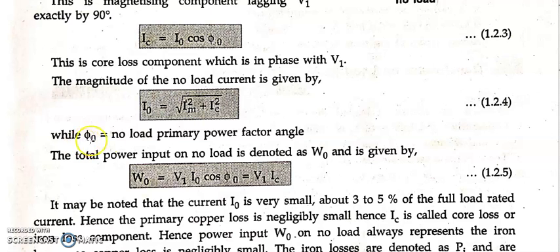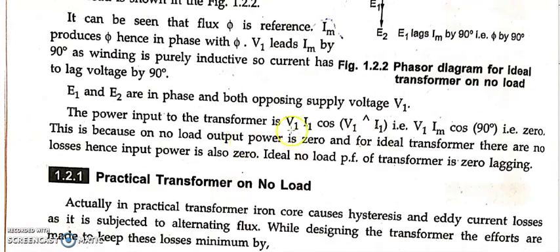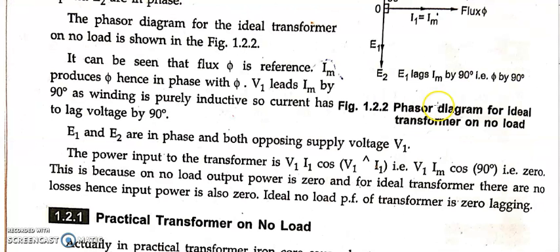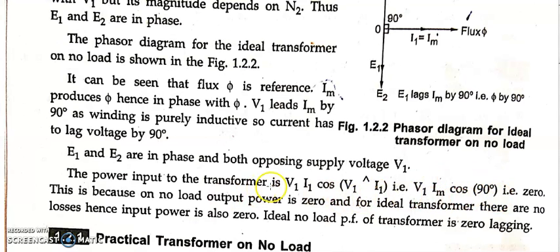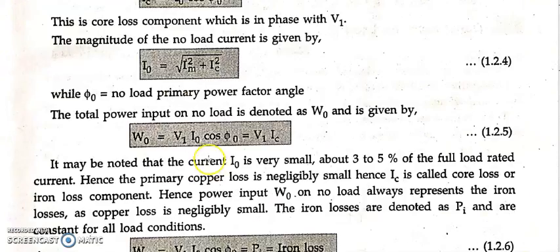Now we know that phi naught is the no load power factor angle, and similarly here also we will do the same as we did over there. The no load power input for an ideal transformer was V1 I1 cosine of the angle between V1 and I1, and that angle was 90 degrees, so cos 90 is 0. This is the formula for no load input, so it was 0 for an ideal transformer. But here, let me see whether it is 0 or not. Same formula here, V1 I1, but instead of I1 I am going to take I naught, because I naught is a combination of IC and Im. So V1 I naught cos phi naught.